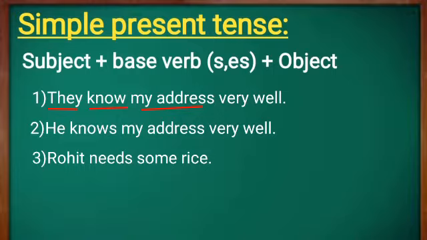Now let me tell you how to identify the object in the sentence. Just simply ask a question to the main verb with what. For example, they know, but what do they know?